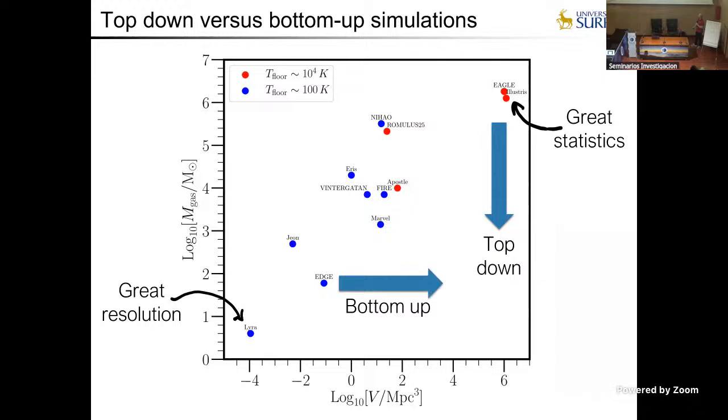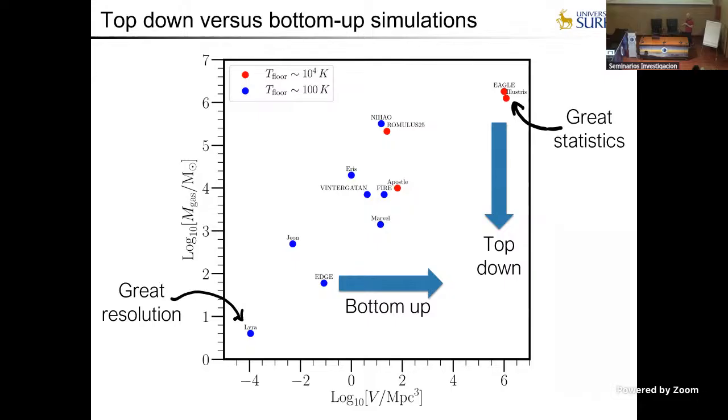Or we could take something like Edge, which is sort of quite high resolution and low volume, and just model ever larger patches of the universe. And this is what we mean by bottom up. Now, once you arrive in this corner, surely it doesn't matter, okay? But I would argue that in your journey to this corner, there is a difference between these two approaches.